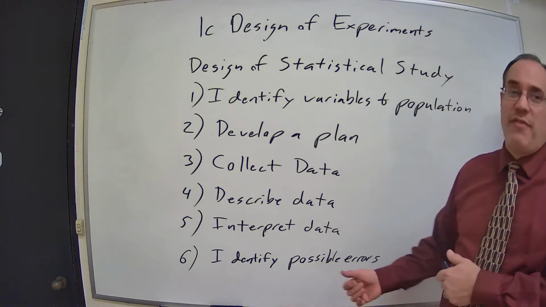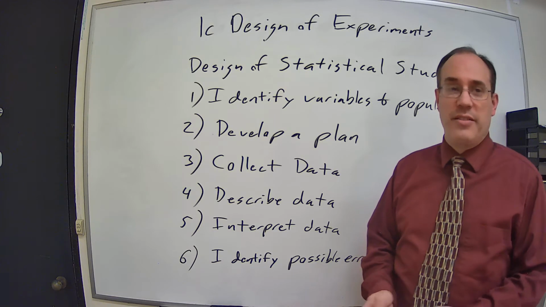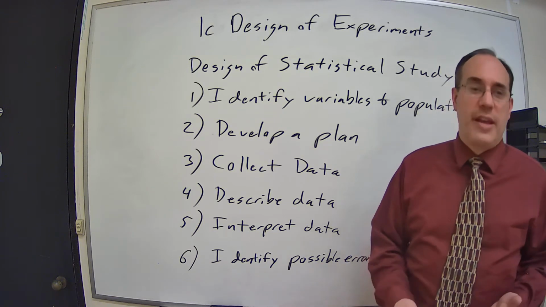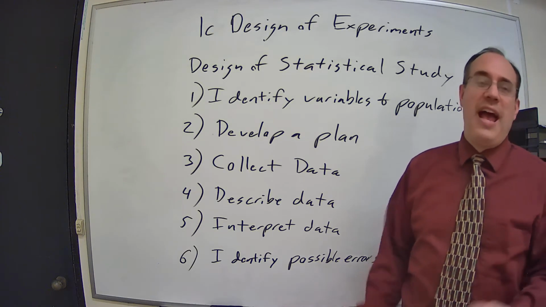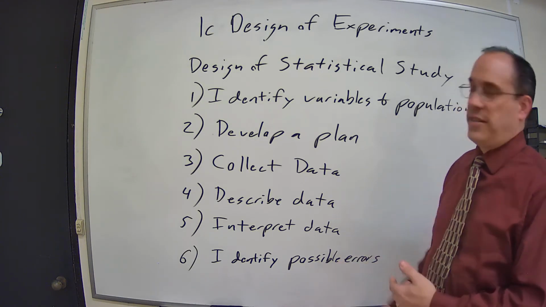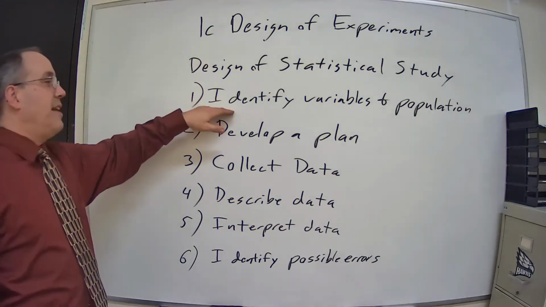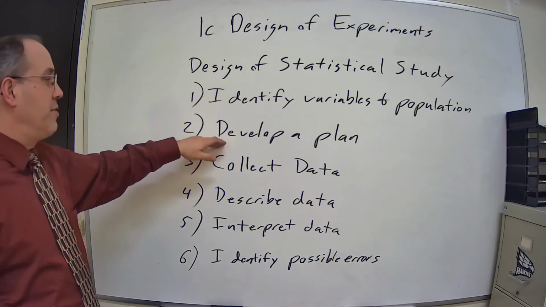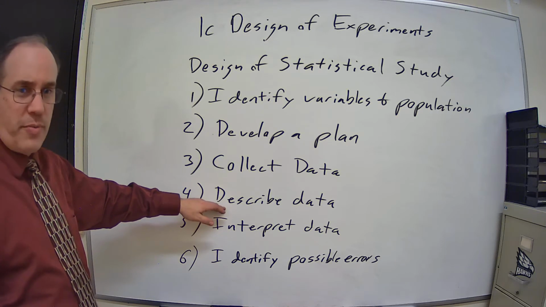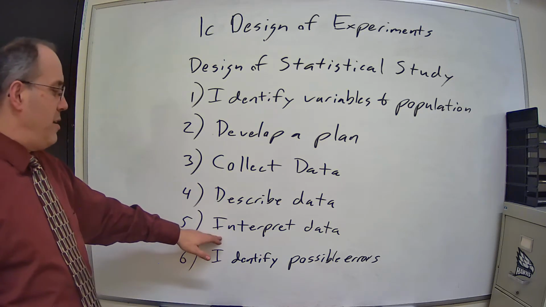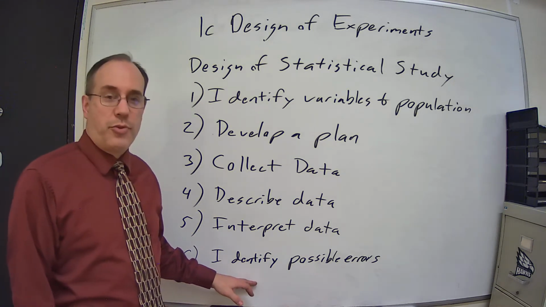And sometimes when you identify the possible errors, you realize that you've got to redo the study because you find such a glaring error or such a glaring problem that you can't leave it as it is. You have to redo the study to fix that. Okay? So the 6 steps: identify the variables in the population, develop a plan to collect the data, describe the data or descriptive statistics, interpret the data or inferential statistics, identify your possible sources of error.